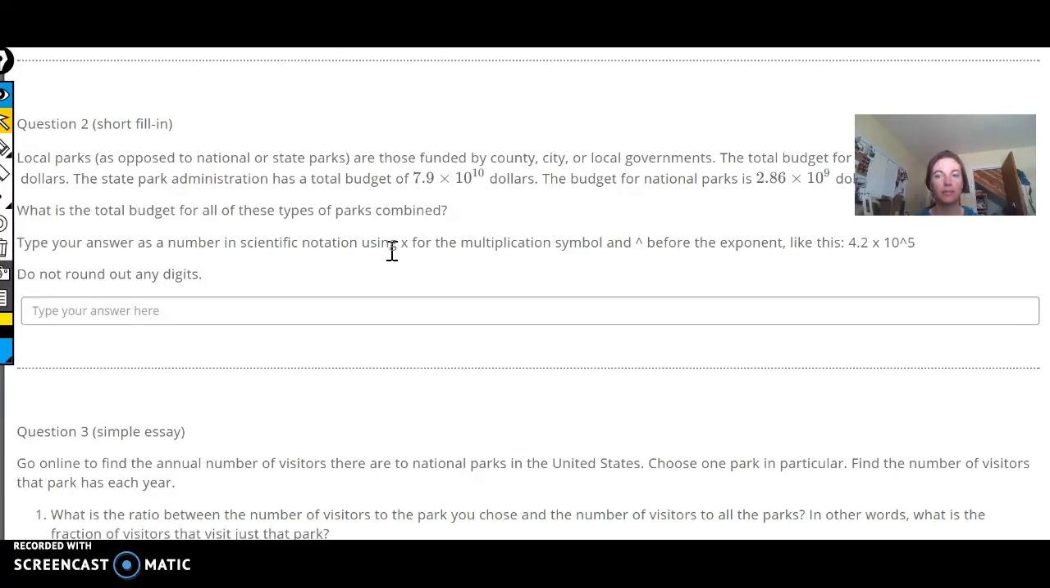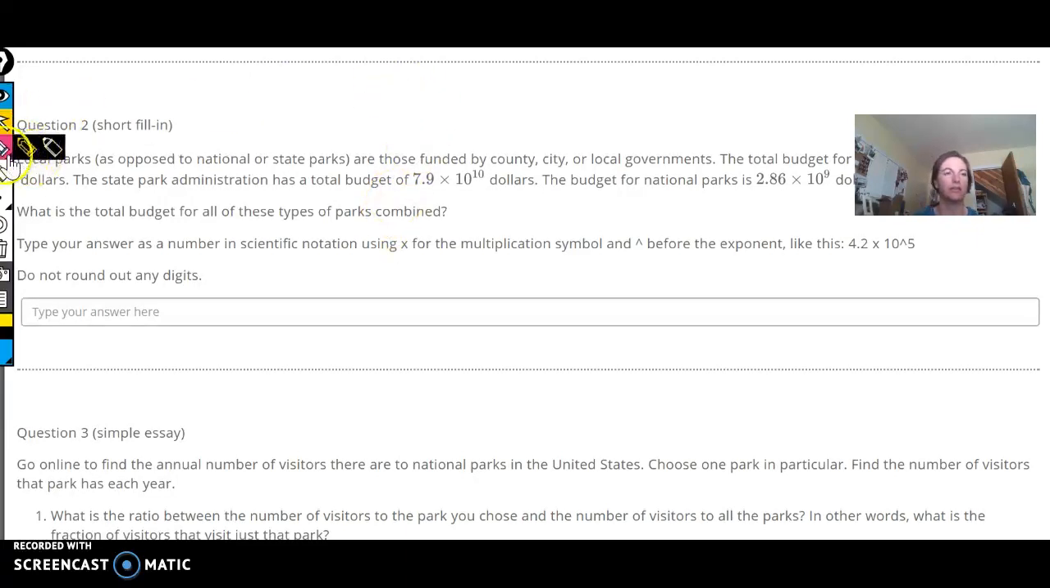Okay, so we've got city parks, state parks, and national parks. So essentially what we need to do is add all three of these, all right? So I'm going to put them up here.